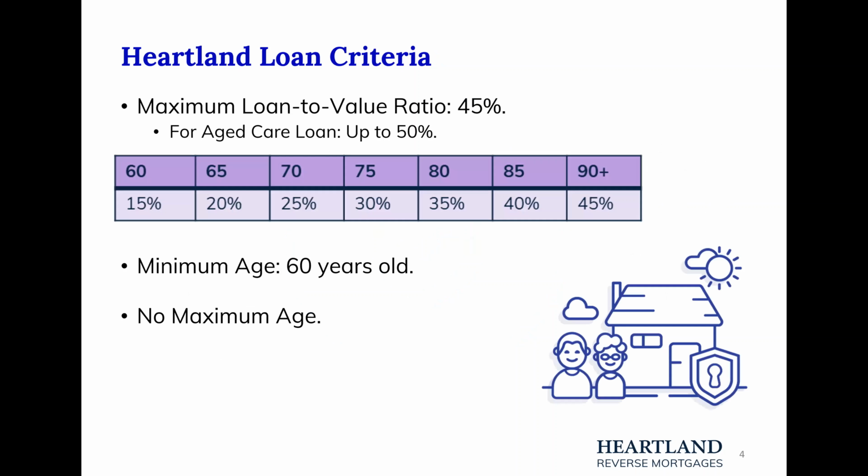All right, so let's talk about the Heartland loan criteria. So first off, with the maximum loan to value ratio, or the LVR, we have a max LVR of 45%, and you can see the table here. It goes up to 90 years old. We cap the LVR at 45%. But that means there's no maximum age, so we can go beyond that. We can go up to 105 years old if need be. It just means that the LVR will be 45%. Minimum age is 60 years old. So we have a fair spectrum of ages that we can attend to for our seniors.